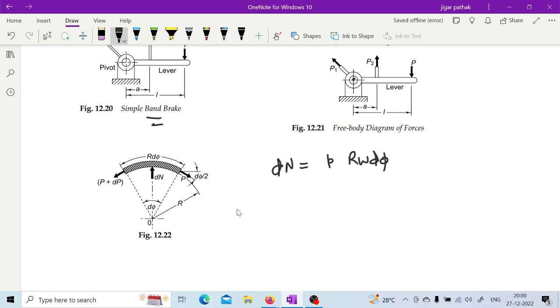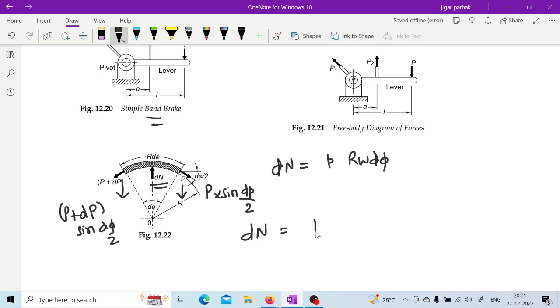Now if you go for equilibrium of forces, then this dN is opposed by P into sine d phi by 2, which is acting here as a downward component. Similarly here also a component is acting downward as (P plus dP) sine d phi by 2. So opposite to this dN, these two components are acting. From that we can write dN is equal to P sine d phi by 2 plus (P plus dP) sine d phi by 2.